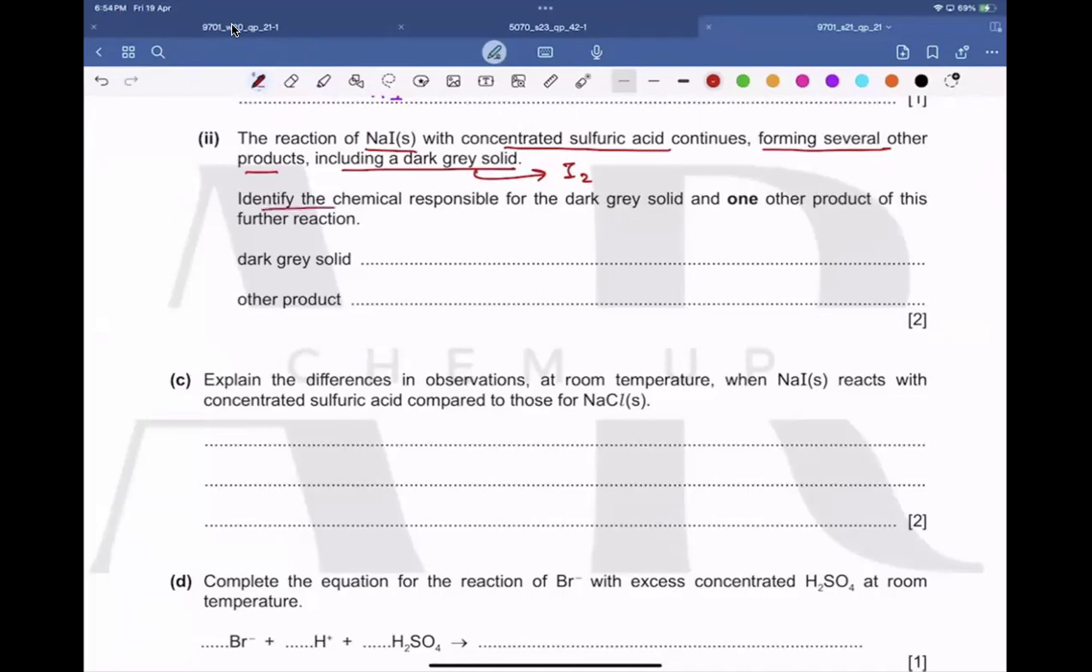Okay, now identify the chemical responsible for the dark gray solid and one other product of this reaction. So the dark gray solid we have already identified, that we know it's iodine, right? Either you can write the name or the formula. For the other product, if you check the equations, it is either sulfur or H2S, hydrogen sulfide gas. So these two would form, and then when we react with sodium bromide, we will get sulfur dioxide gas.